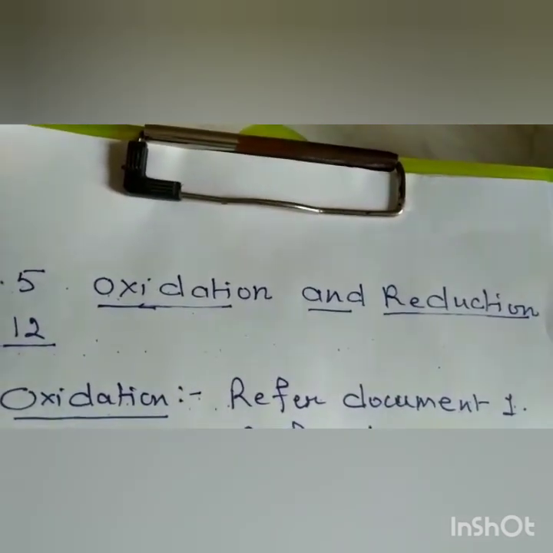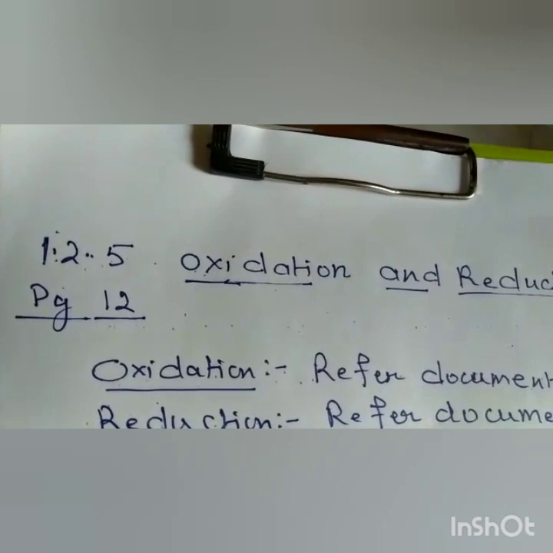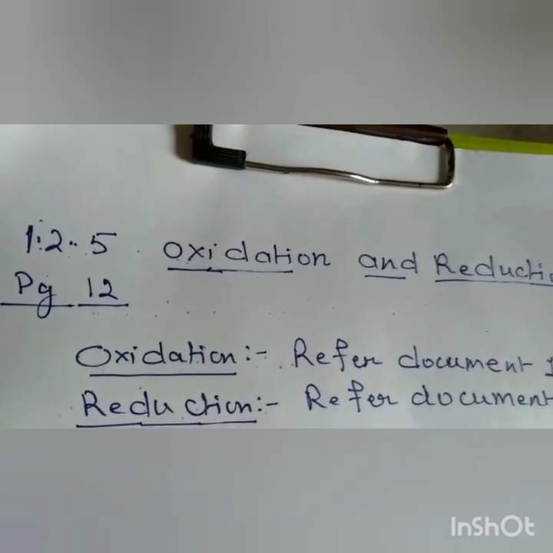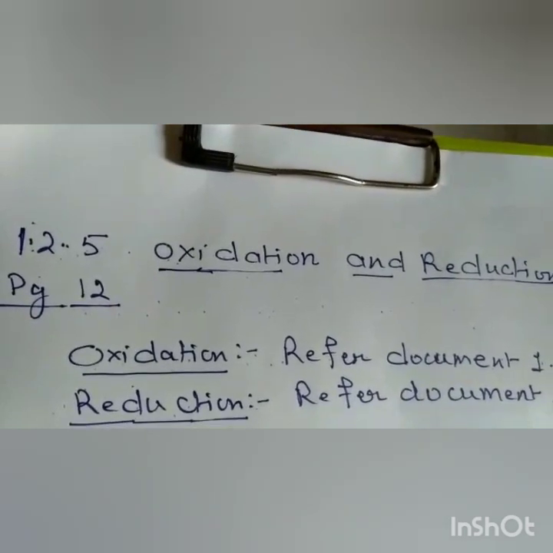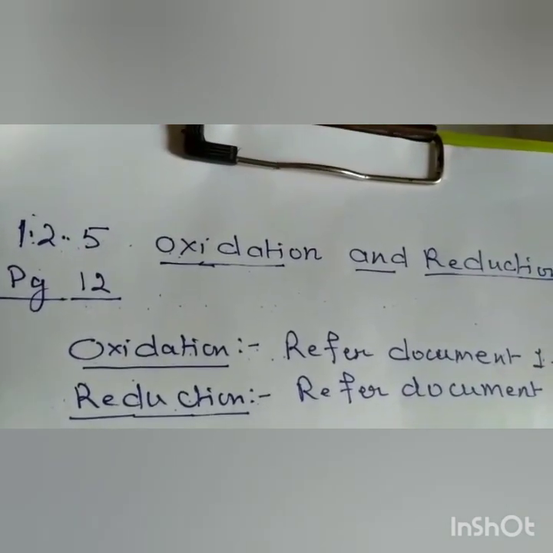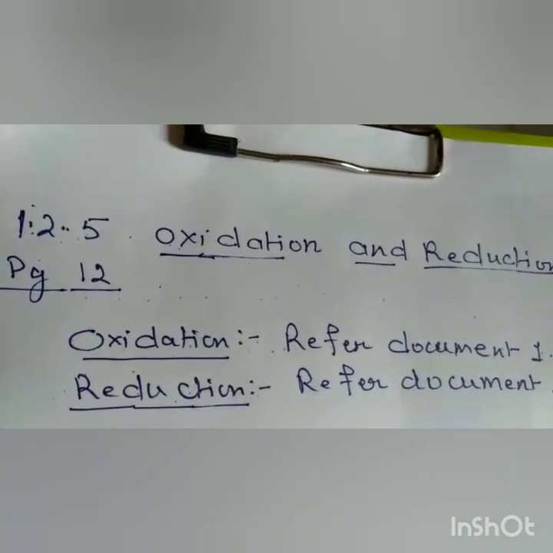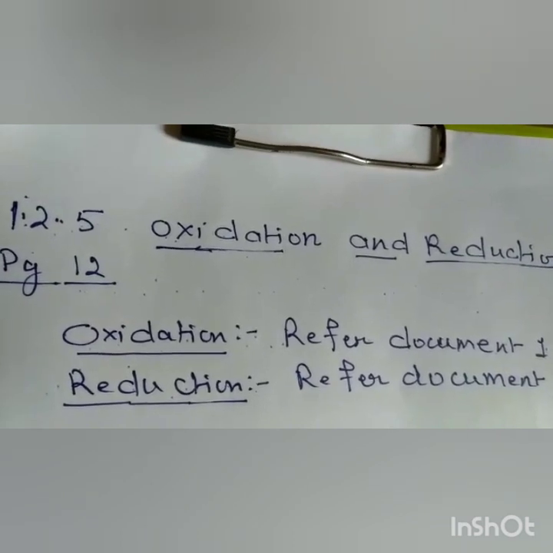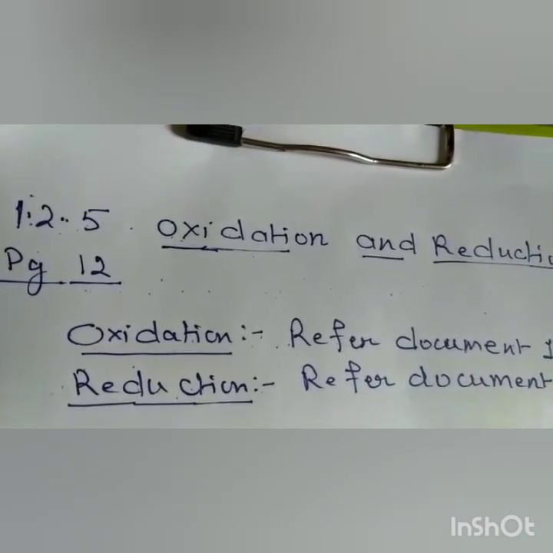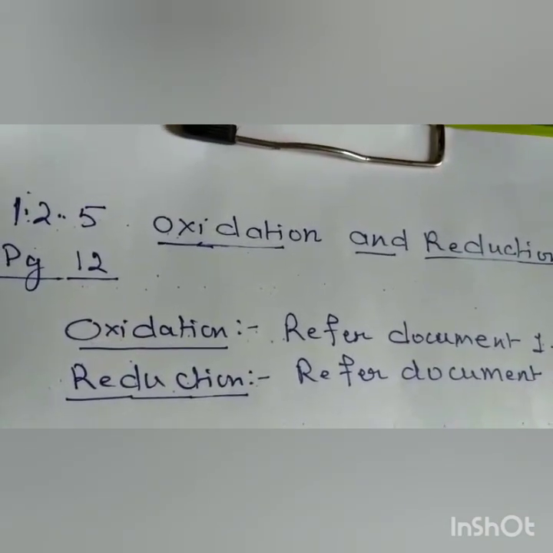Now children, just refer to 1.2.5 on page 12. For the definition of oxidation, refer to document 1. What is oxidation? Oxidation is the addition of oxygen and removal of hydrogen. For the definition of reduction, again refer to document 1. Reduction is the opposite of oxidation, that is, addition of hydrogen and removal of oxygen.